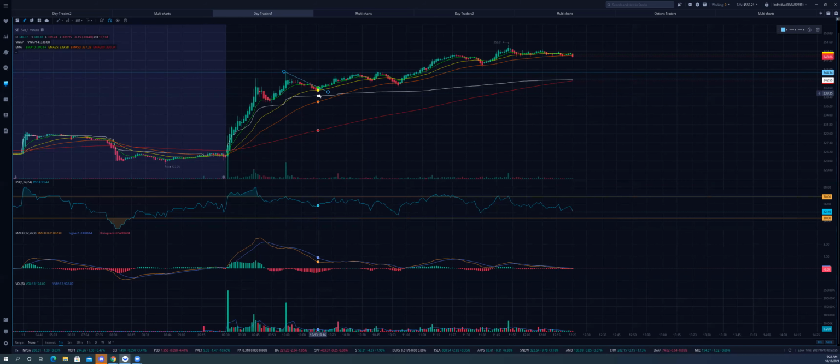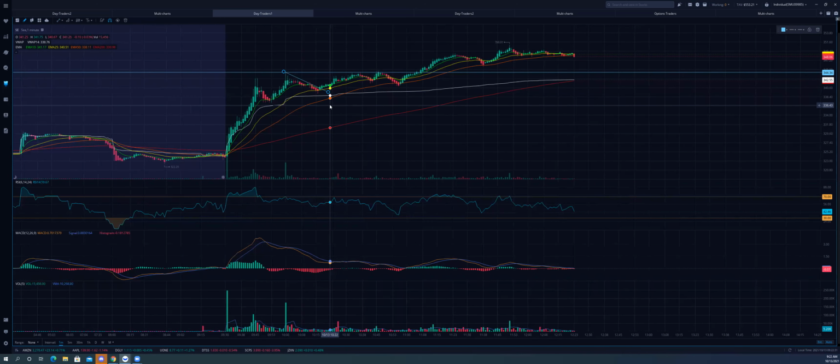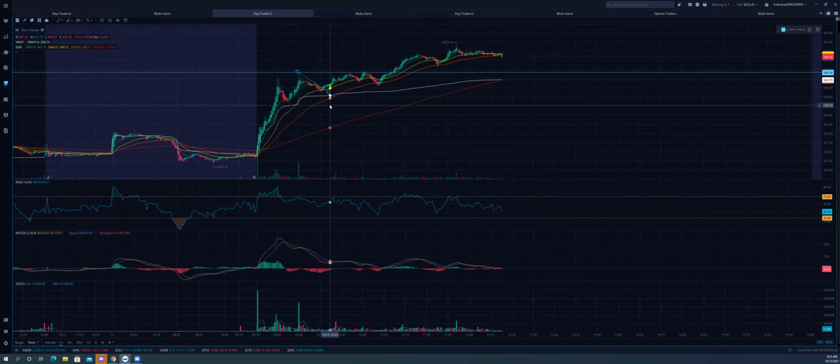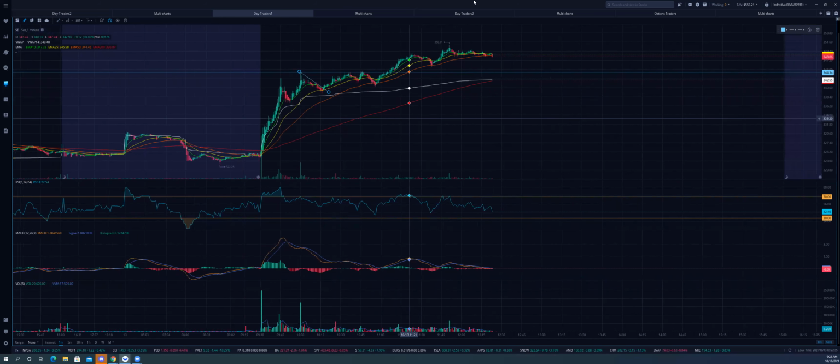So if you had the VWAP as your stop, you would have been saved, right? Okay, I was looking at the EMA, the moving average. Right, and those are good supports as well. Those are good support levels.